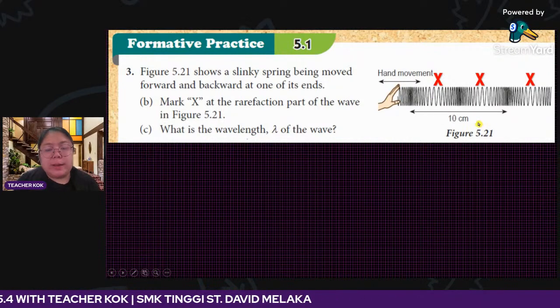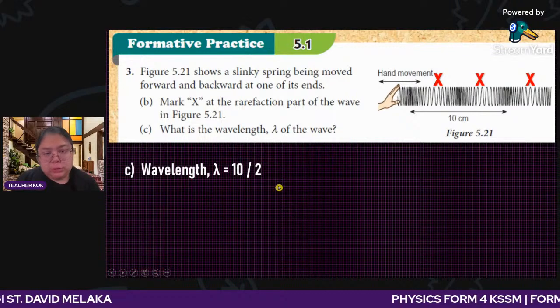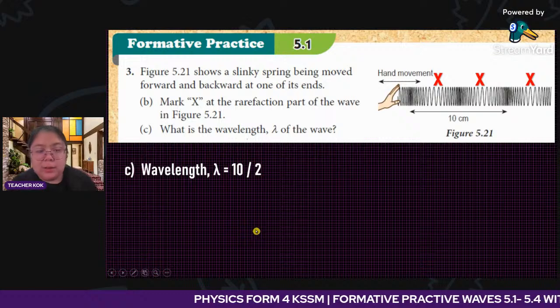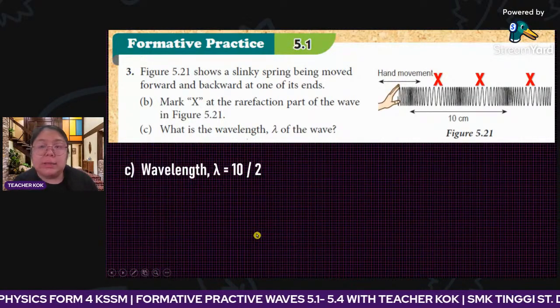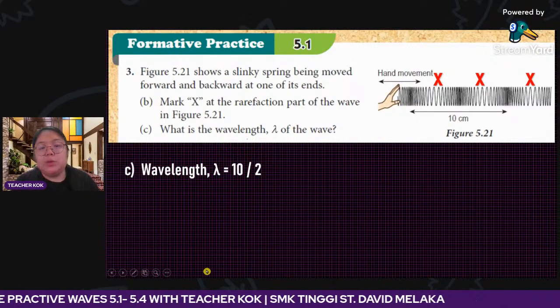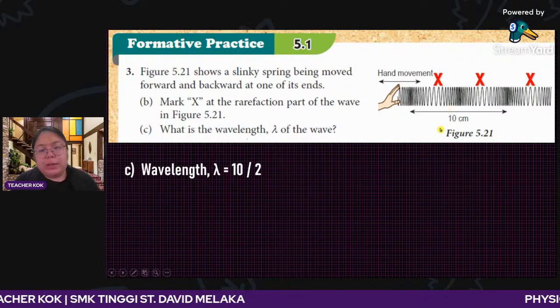So we just answer by calculations. Wavelength lambda equals 10 over 2. You can also answer by definition. What does wavelength mean? Wavelength is the distance between two consecutive crests, or you can say the distance between two consecutive troughs. So from here you can do the calculation.